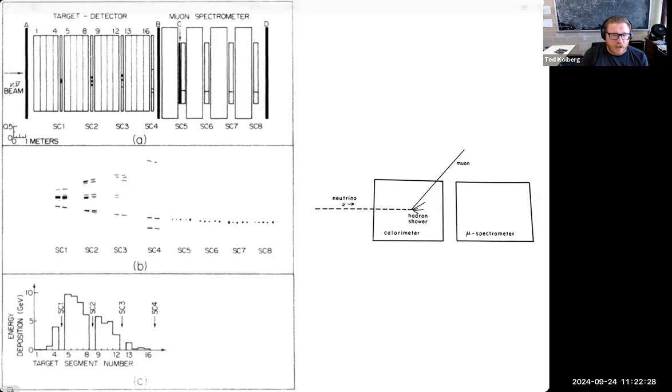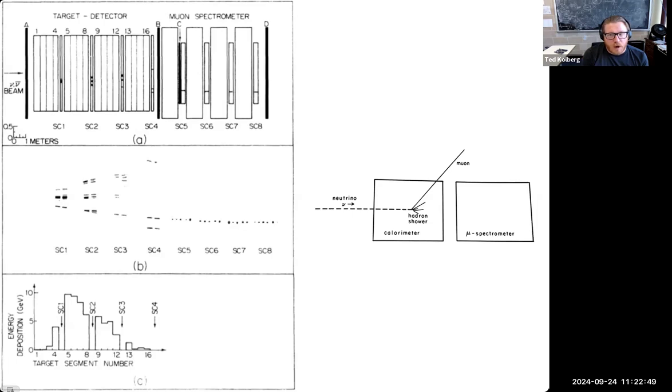So there's a schematic view of this experiment shown here, where you have a muon spectrometer behind what we would today call a calorimeter. The calorimeter is good at making images of the hadrons that are produced in a hadronic scattering event, and then only muons will penetrate to this muon spectrometer behind.